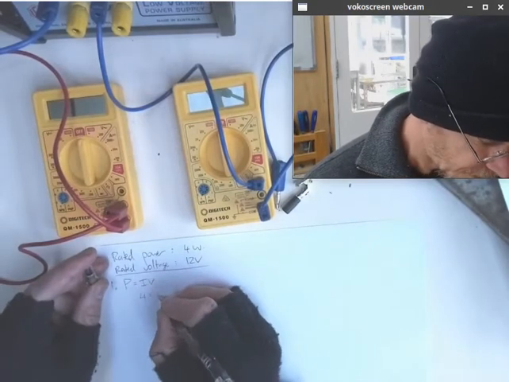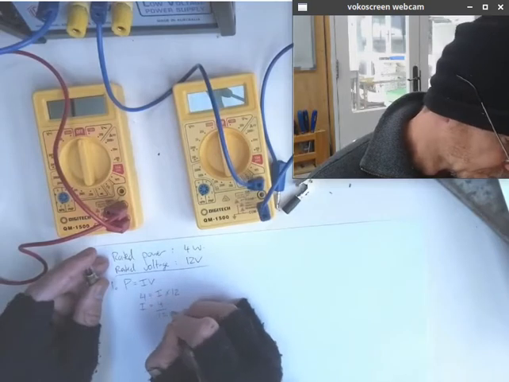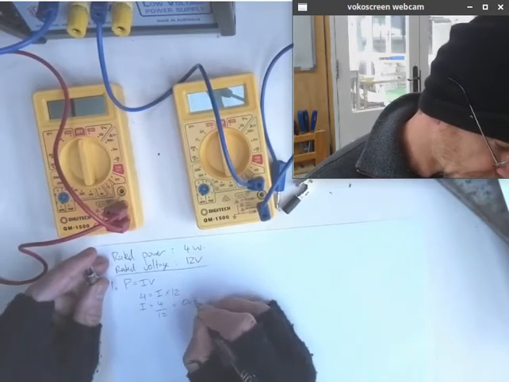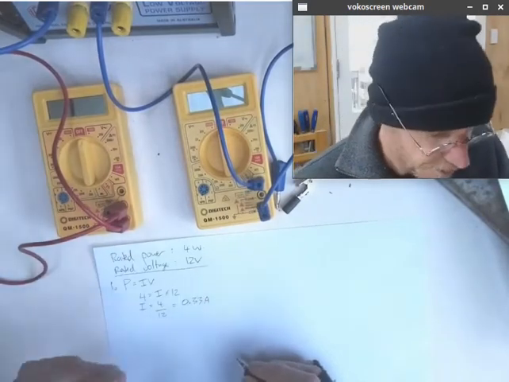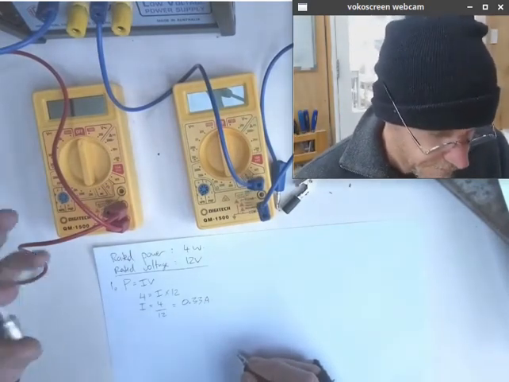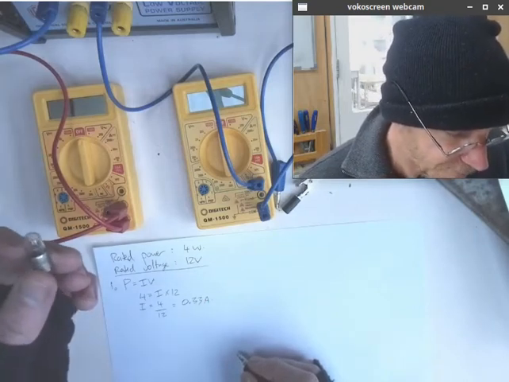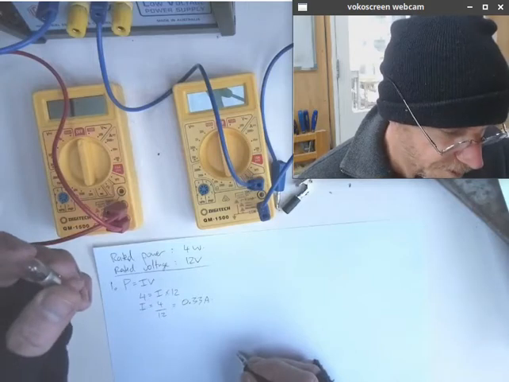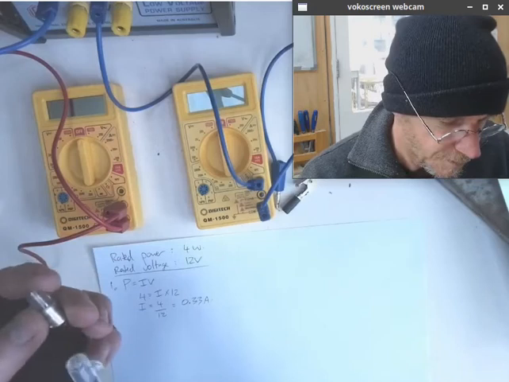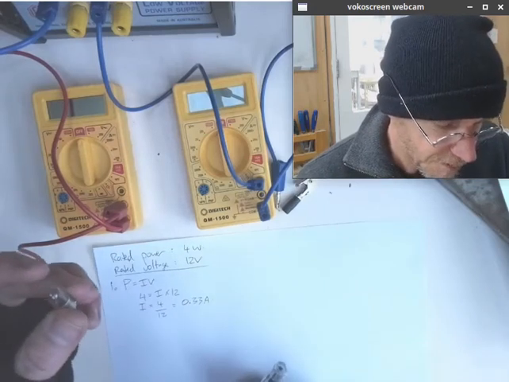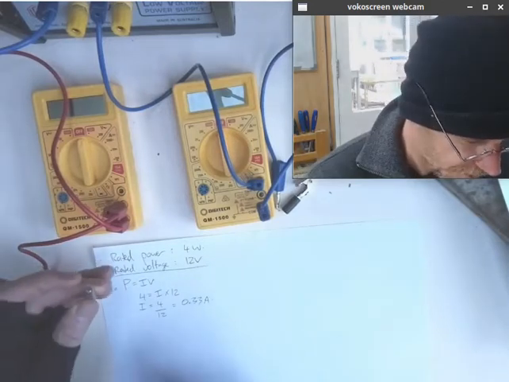4 equals I times 12. I equals 4 divided by 12, which is 0.33 amps. Okay, so that's the current we expect to start flowing through this bulb if we connect it to a 12 volt power supply, so that this bulb sees 12 volts. If this bulb has 12 volts from one contact to the other, we should see 1/3 of an amp flowing through it. Right, so we're going to test that.